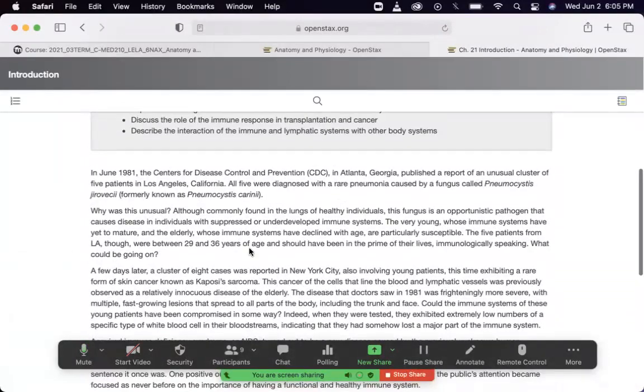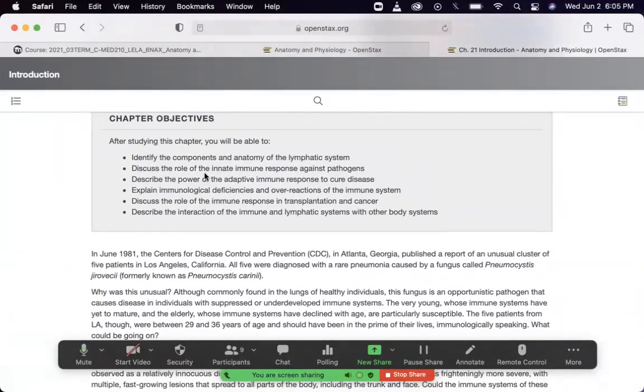So we're going to talk about the parts. Innate immune response against pathogen, a bad thing.